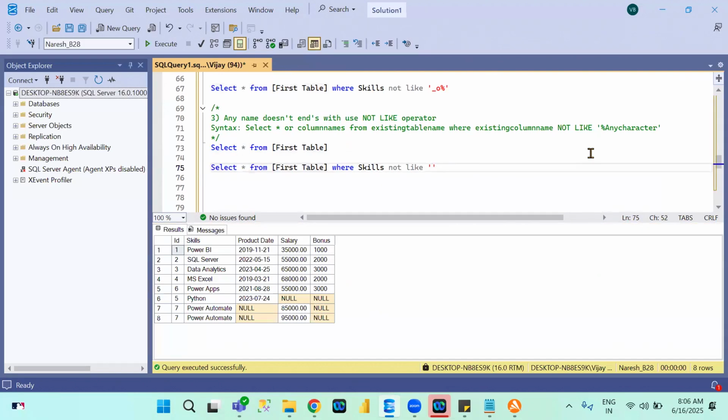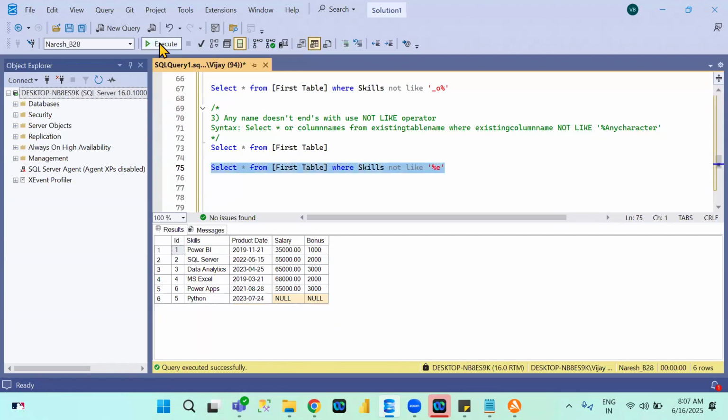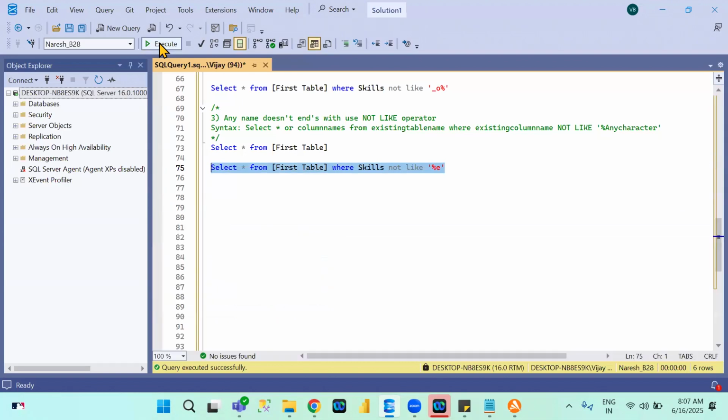Okay. See here, not like, percentage, and here E. I'm giving it like this. What values are there? Power BI, SQL Server, Data Analytics, MS Excel, Power Apps, Python. Which is not displayed? Power Automate. See here, understand that? Next. What is the next one?